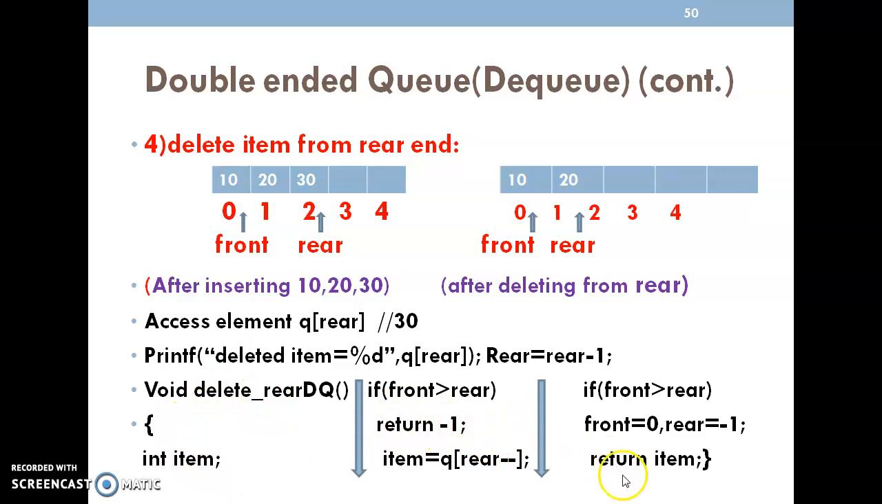Here you replace this void with int, because we are returning an item. Then if front greater than rear, it indicates that the queue is empty, so return minus 1. If it is not empty, delete the rear element, then rear minus minus, so the pointer moves to the previous location. Why am I using this? If front greater than rear, front equal to 0, rear equal to minus 1, I am going to reset the front and rear pointers after deleting an element. This is how deleting an item from the rear end works.